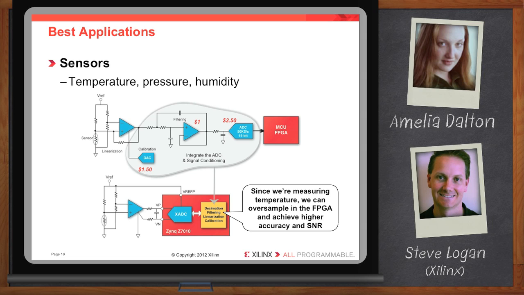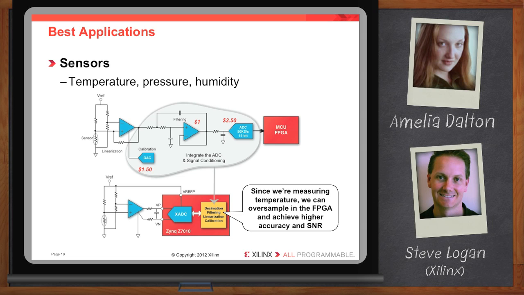So those are things like decimation, filtering, linearization, which in this case is what's going on with that temp sensor, and calibration. And since we're measuring temperature, we can oversample in the FPGA and achieve a higher accuracy and a higher SNR. So you can see that 14-bit 50 kilosample ADC up there. Really, with our 12-bit 1 megasample ADC and the power of oversampling, we can get the same kind of performance that this customer was looking for.